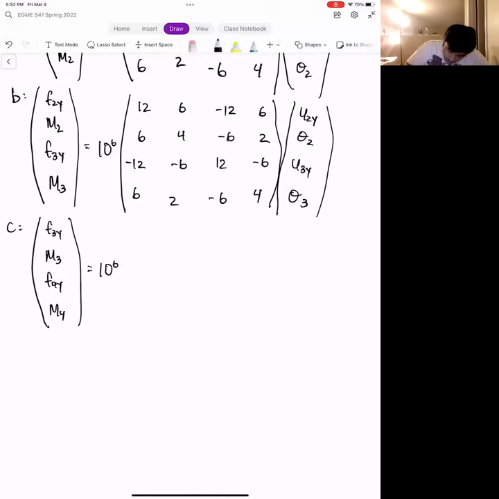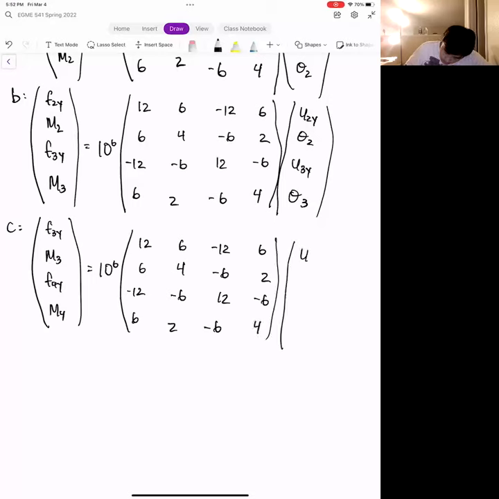This is 10 to the 6. This is going to be equal to the same thing. So 12, 6, minus 12, 6, 6, minus 12, 6, 4, minus 6, 2, minus 6, 2, 12, minus 6, minus 6, 4. All right, so those are all the beam element stiffness matrices. That looks good.